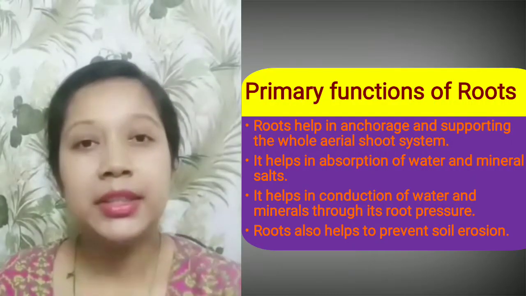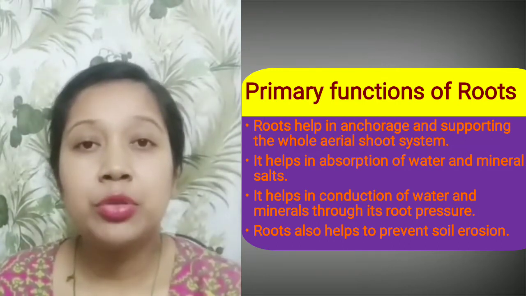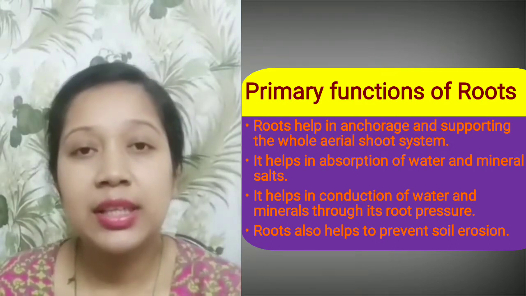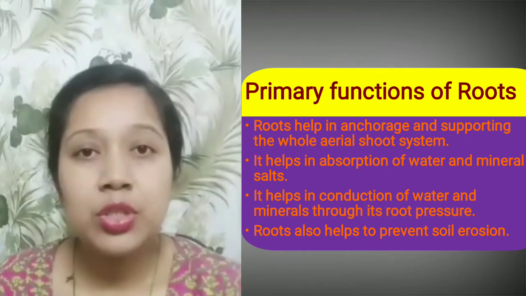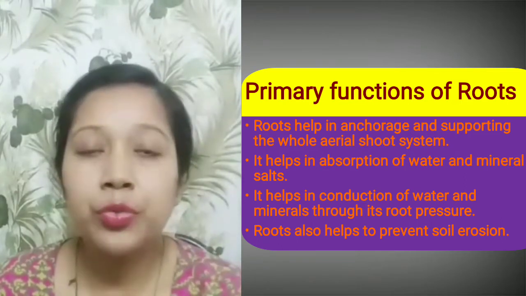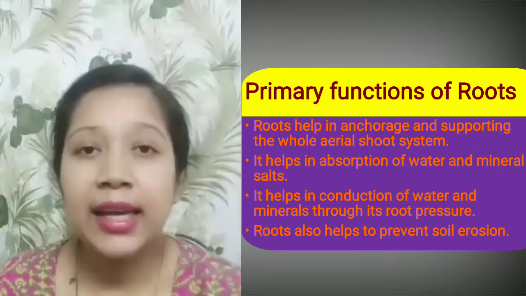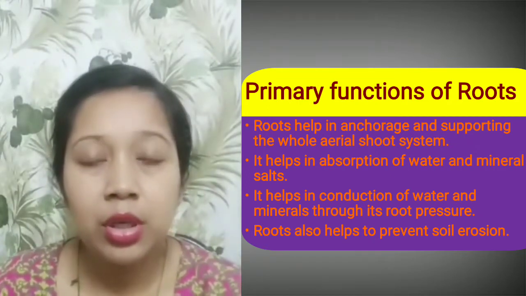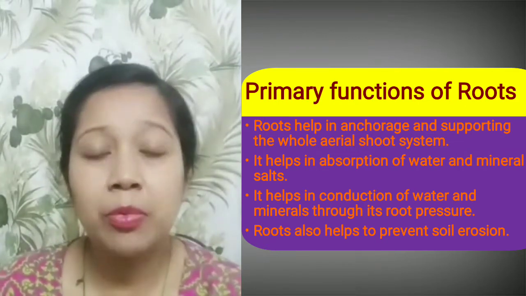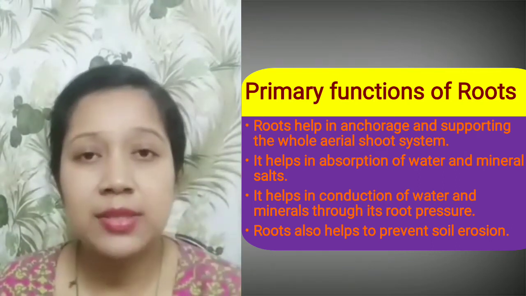So after discussing the different types of modifications of these roots, now it will be easier for you all to learn the different functions that the root performs. Roots perform two types of function. One is called the primary function, or the main function, which is performed by the roots of all plants, and the other one is the secondary function, the special functions which only some special types of plants perform, and that we have already learned in the form of the different types of modifications.